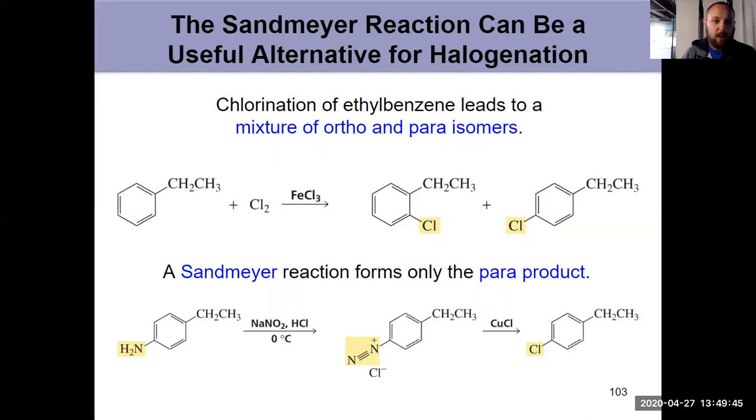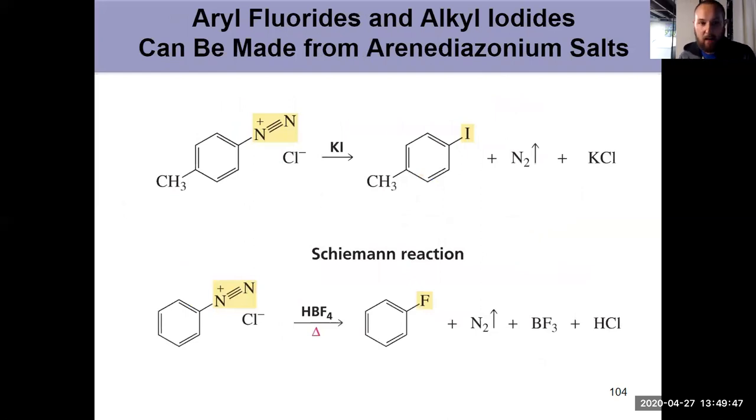You can also add iodine by using potassium iodide with a diazonium salt. Okay, no copper here, that's not a Sandmeyer reaction. And the Schiemann reaction is the only way to add fluorine to a benzene ring, right? Starting with the arenediazonium salt and then adding HBF4 and heat. Only way we've seen to add fluorine to the ring.